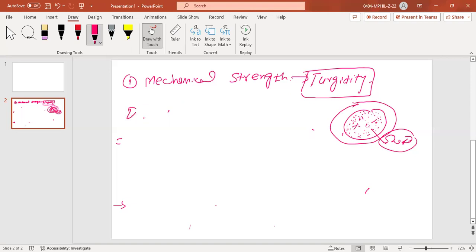Another important thing is that it prevents bursting. Yes sir, it prevents bursting. The cell does not burst because there is a very strong layer present on the cell, that is the cell wall, right?